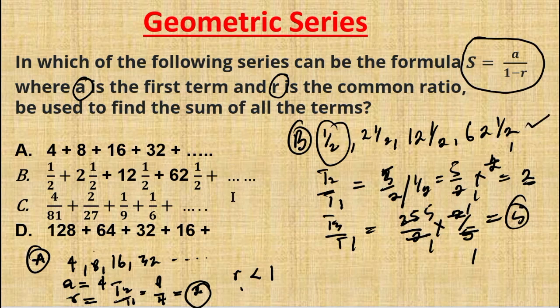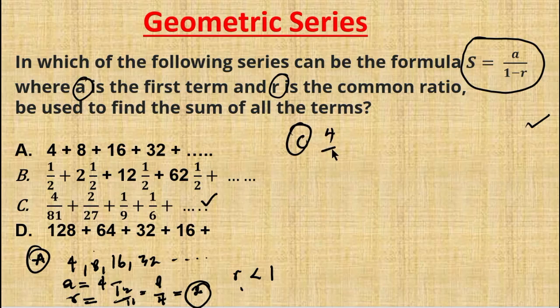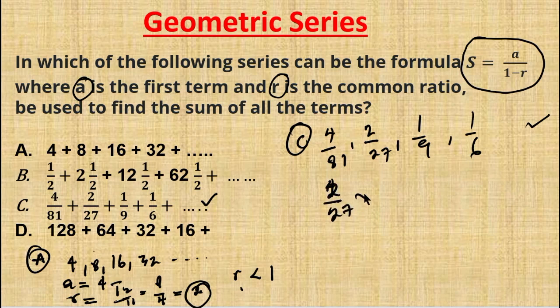Now, let's consider the third series, option C. For option C, we have 4 over 81, 2 over 27, 1 over 9, and 1 over 6. I'm suspecting the same thing that happened in option B. Now T2 over T1 will be 2 over 27 times 81 over 4. Simplifying, 9 in 27 is 3, 9 in 81 is 9, and the result equals 3 over 2.